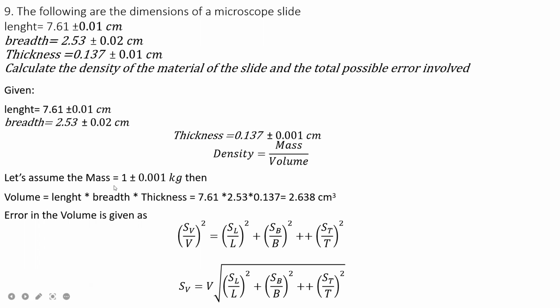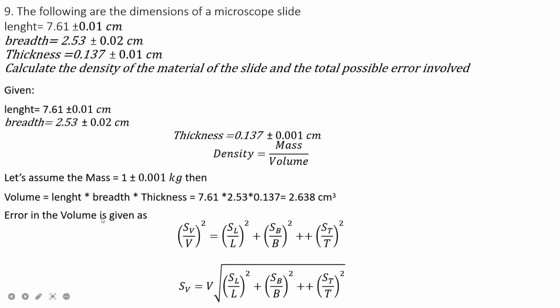Now we're going to assume that the mass and the standard error in the mass of the material in the slide is 1 plus or minus 0.001 kilogram. Then the volume is simply length times breadth times thickness, which we will add in centimeter cube.